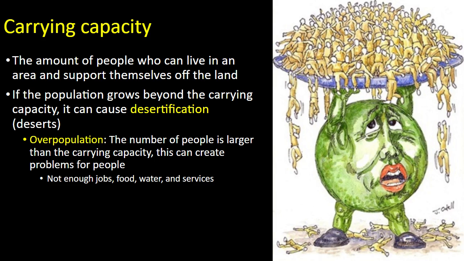Overpopulation is when the number of people is larger than the carrying capacity, and this creates problems for people: not enough jobs, food, water, or services. Primary places that have overpopulation issues, let's see, places in India. You see these pictures with tons of people hanging on the side of trains for transportation. These are areas that have so many people, they have to migrate in order to find jobs or even something as simple as food, water, and services.